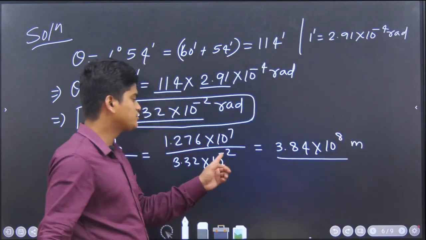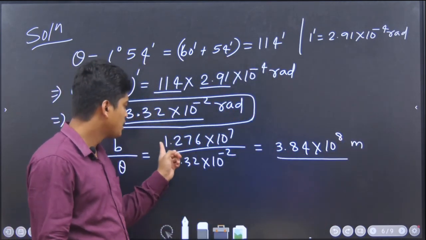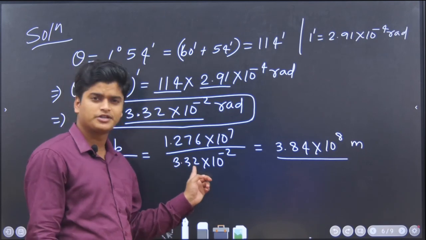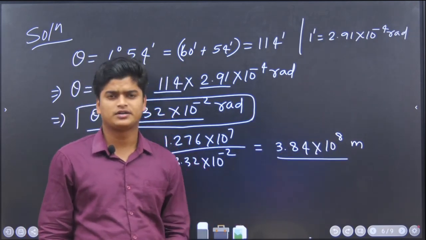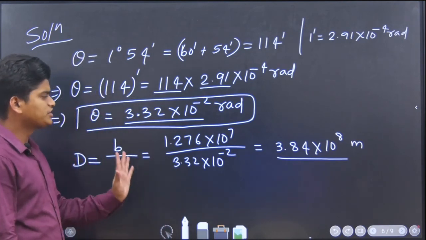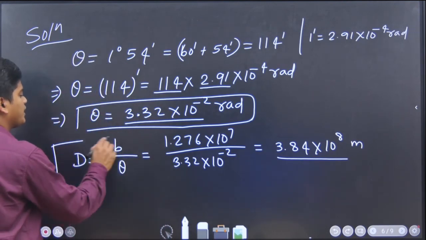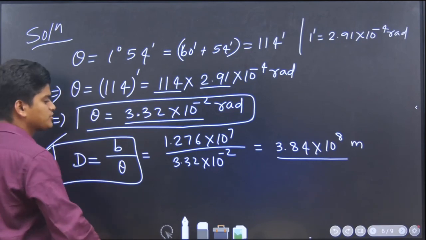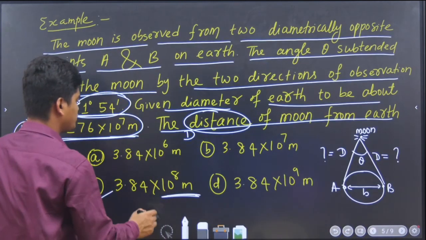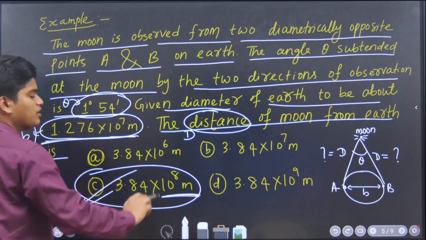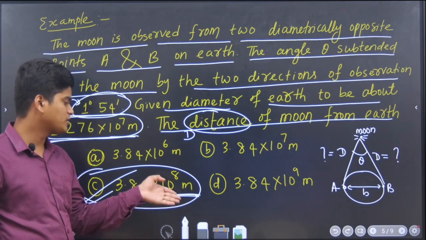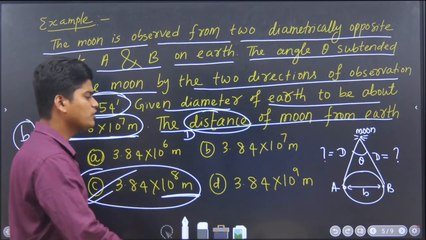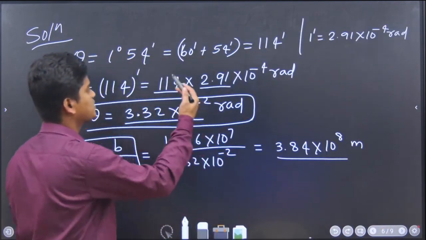Okay, you calculate this one, this will go up, it will become 10 to the power 9, and here 1.276 by 3.32, so it is 0 point something will come. So, if you make it 10 to the power 8, it will become around 3.84. Okay. So, this is the idea you can put and you can get your answer. So, what is your answer coming? The answer is coming here, option C is the correct answer, which is exactly what we told: if you know the distance previously, then you can tell, if you do not know, then you can calculate from this method.